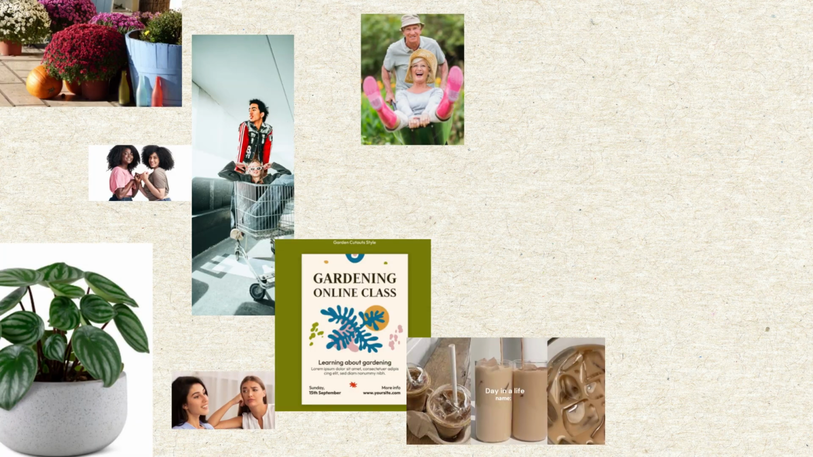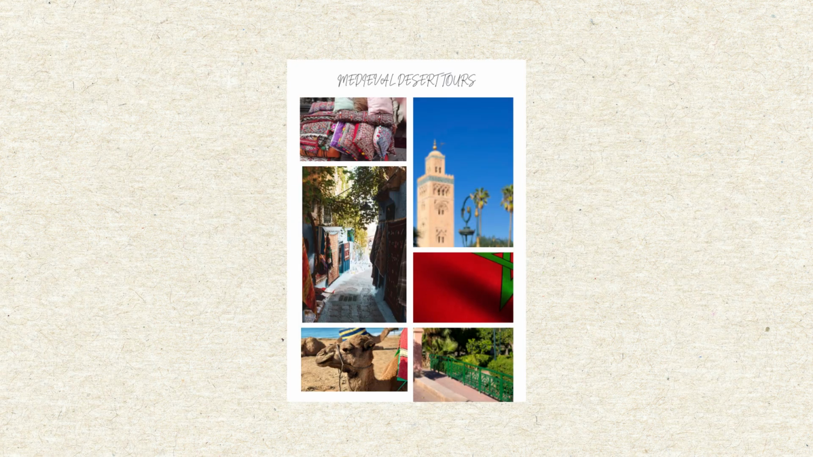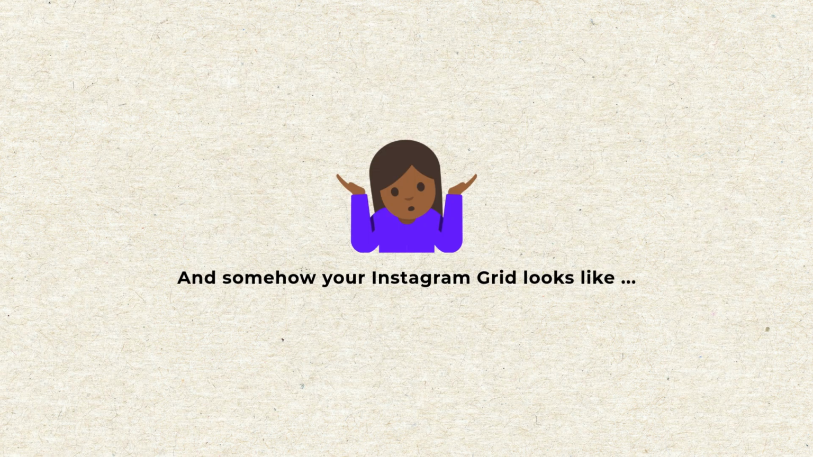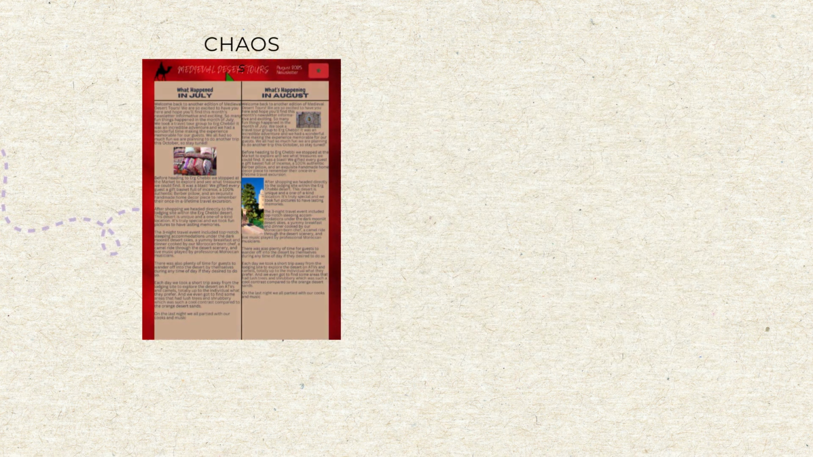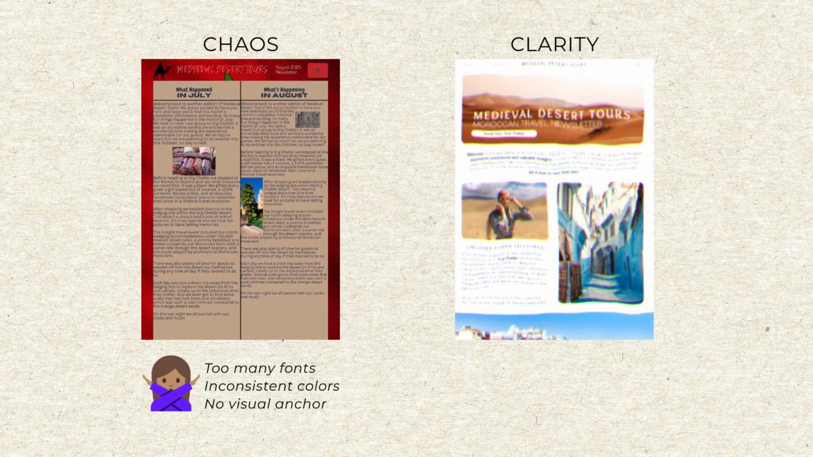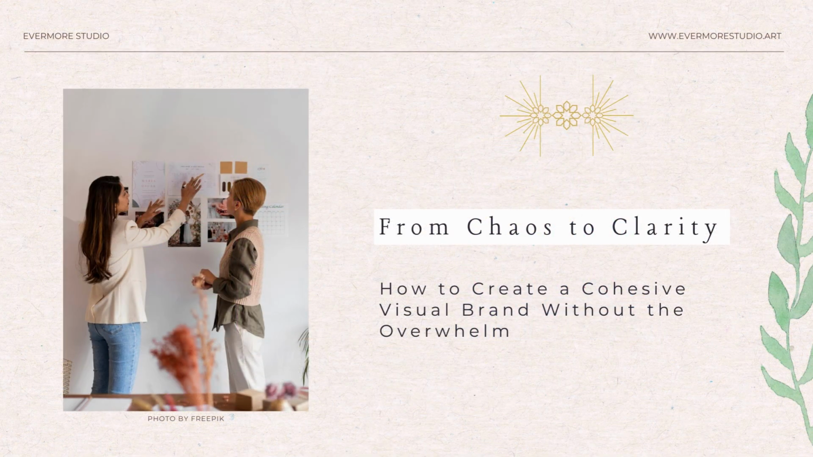Ever feel like your brand visuals are all over the place? One day it's minimal and chic, the next it's bold and colorful, and somehow your Instagram feed looks like it belongs to 3 different businesses. If your visual brand feels chaotic, you're not alone. Today, I'm going to show you how to go from chaos to clarity, creating a cohesive visual brand without drowning in decisions.